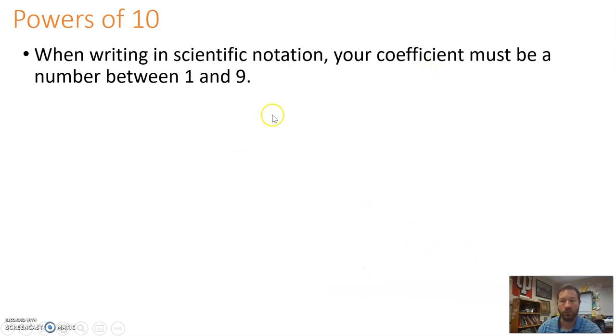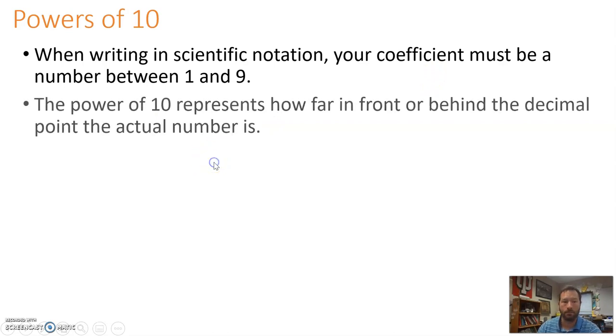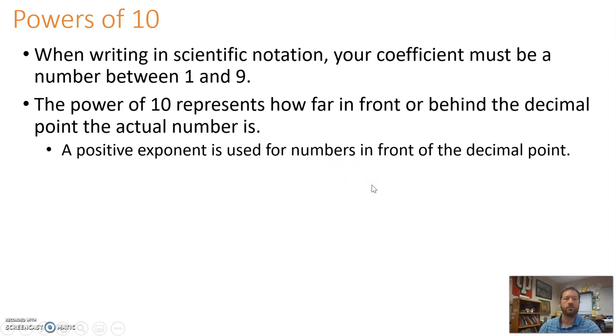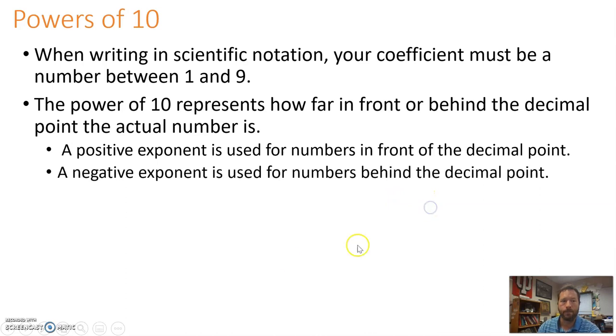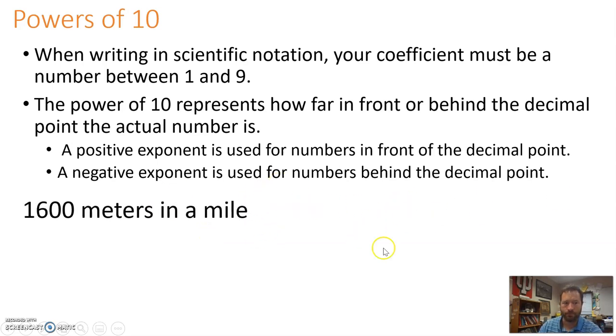When you're writing your coefficient, it has to be between the numbers 1 and 9. The power of 10 represents how far in front of or behind the decimal point the actual number is. So a positive exponent is used for numbers in front of the decimal point. And a negative exponent, these are the exponents after the number 10, is used for numbers behind the decimal point.